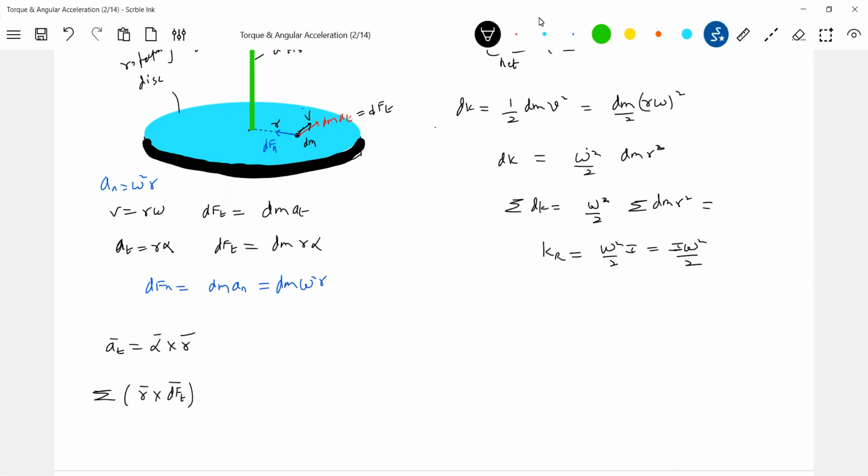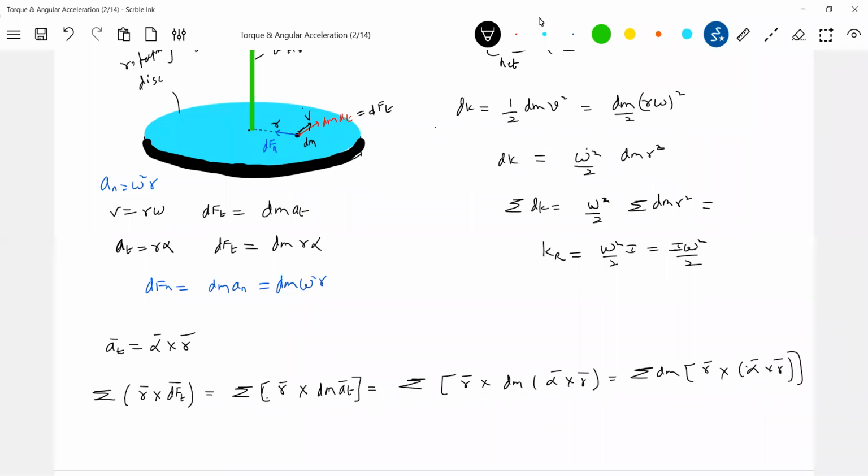Due to that, the summation of that. And what is dF_T? dF_T should be equal to dm into a_t bar. Further expansion of this will be r bar cross dm. What is a_t bar? a_t bar should be alpha bar cross r bar. So dm, let me take the summation outside. So here, from the bracket, this is alpha bar cross r bar cross alpha bar cross r bar.